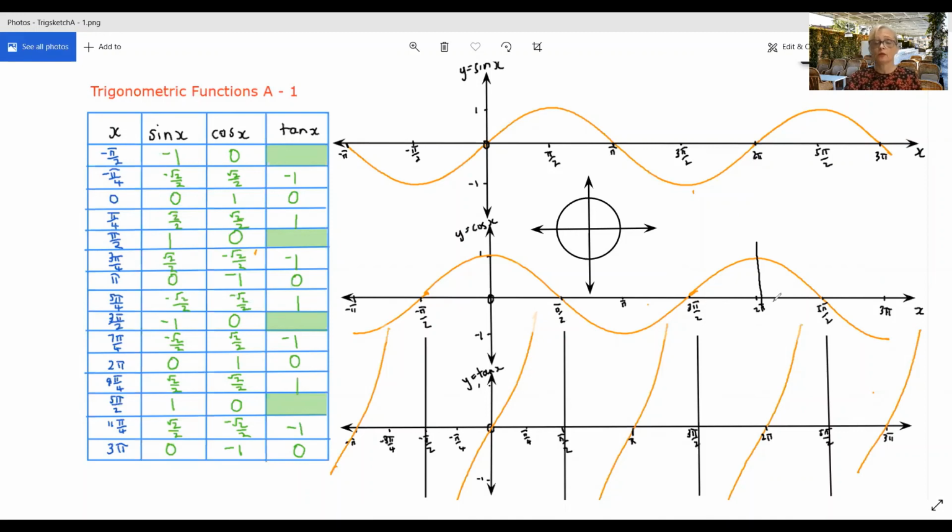In our next video, we're going to have a look at how the amplitude, the period, perhaps there might be a vertical and horizontal shift, how that's going to be affected by certain changes in the formula for the equation.